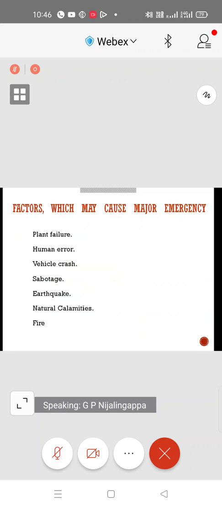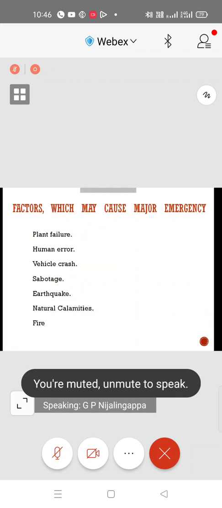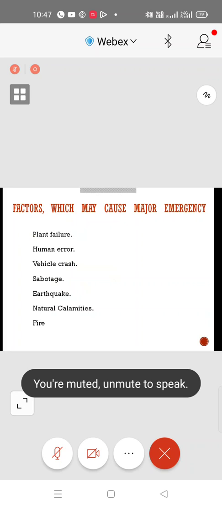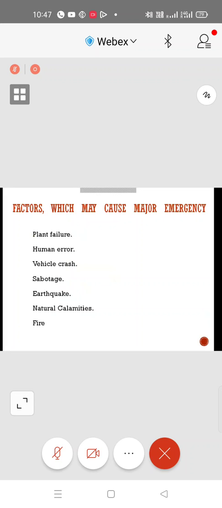Then there will be sabotage conditions. This is normally offsite. Sabotage and earthquake are also around, but normally we have seen that plant failure, human error, and vehicle crash can be controlled and prevented also. But sabotage, earthquake, and natural calamities come under untoward incidents. Without planning or any preparedness, at any time they may come. In those conditions, in what way it has to be responded to, those things also have to be understood and kept well ready.